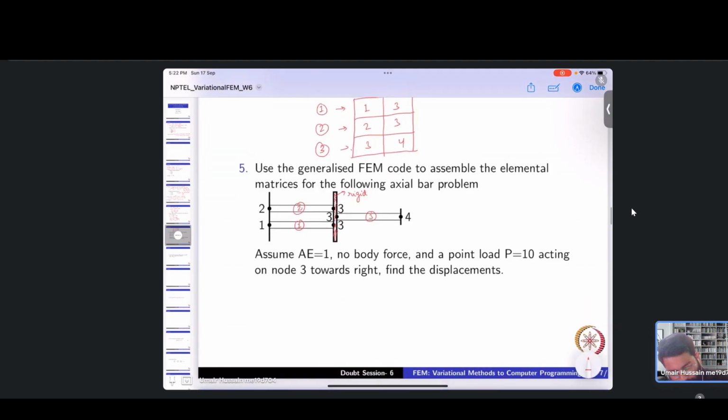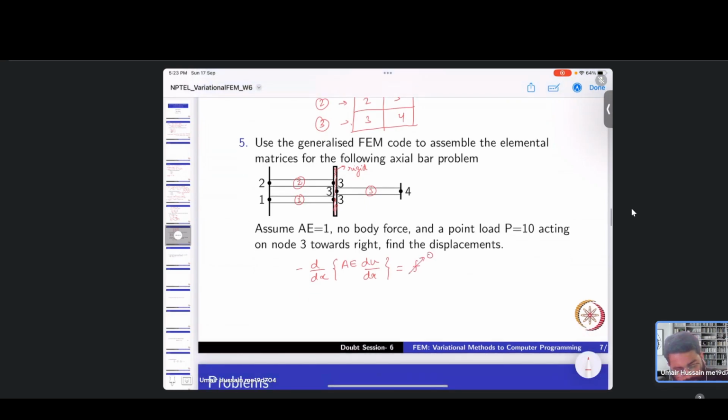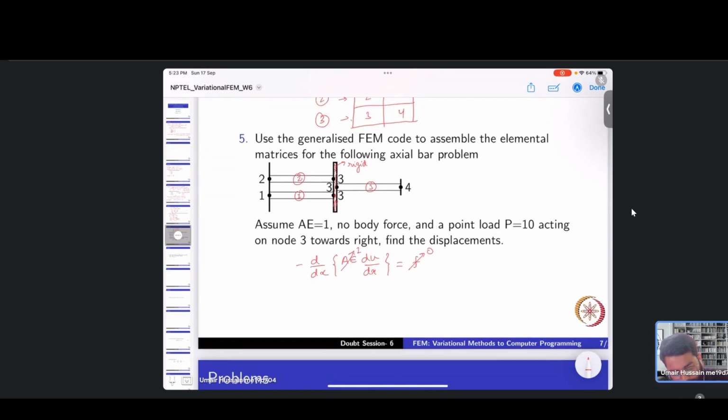So the governing equation for a bar problem is... so F here is 0, A equals 1, and we have load P acting here towards the right.